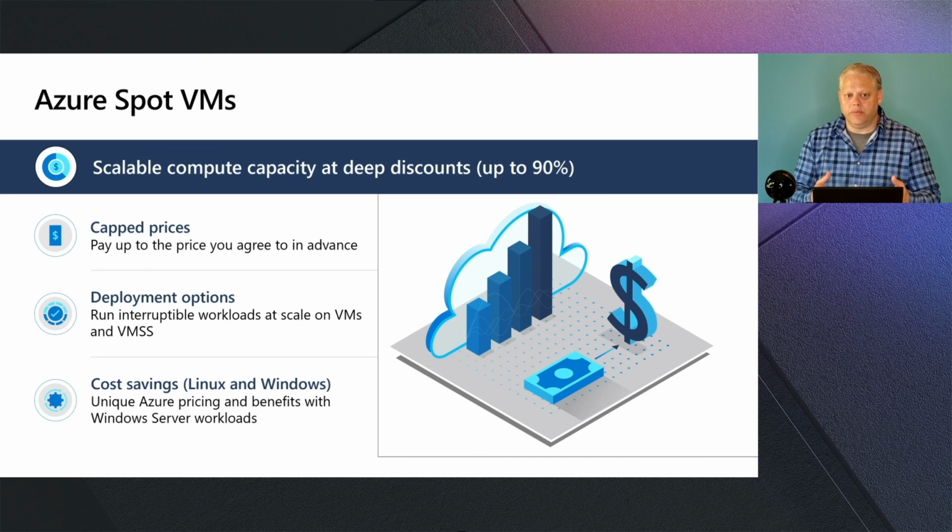Now, the caveat with that is if the capacity is needed for standard deployments, the instances will be evicted off of that capacity. And so that's the trade-off: very low cost, with the trade-off of the instances being evicted if the capacity is needed.